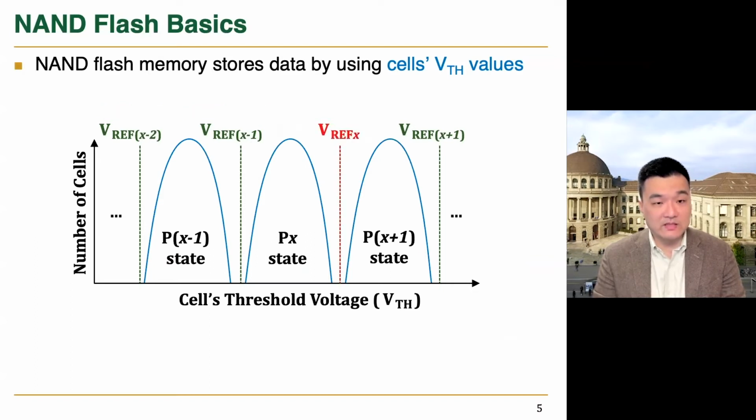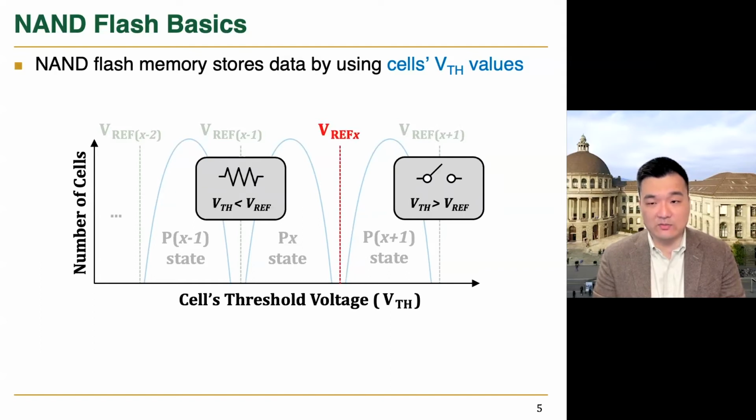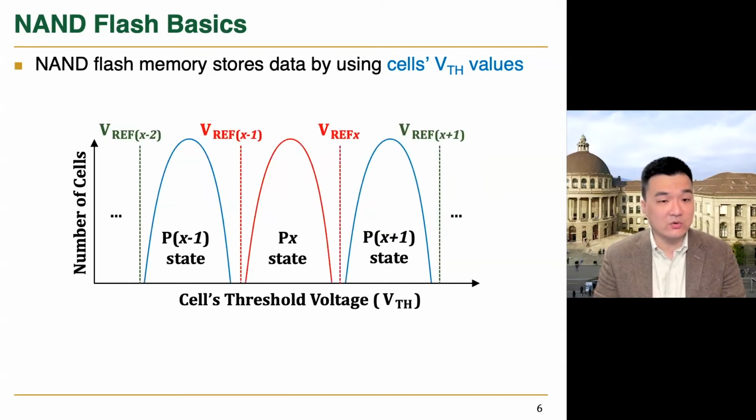For example, if we apply a certain read reference voltage value to the target cells to read, some cells would operate as a resistance if the cell's threshold voltage is lower than the applied reference voltage, while the other cells will operate as an open switch since the cell's threshold voltage is higher than the reference voltage. So you can specify any threshold voltage state if we read the cells twice with two read reference voltage values.